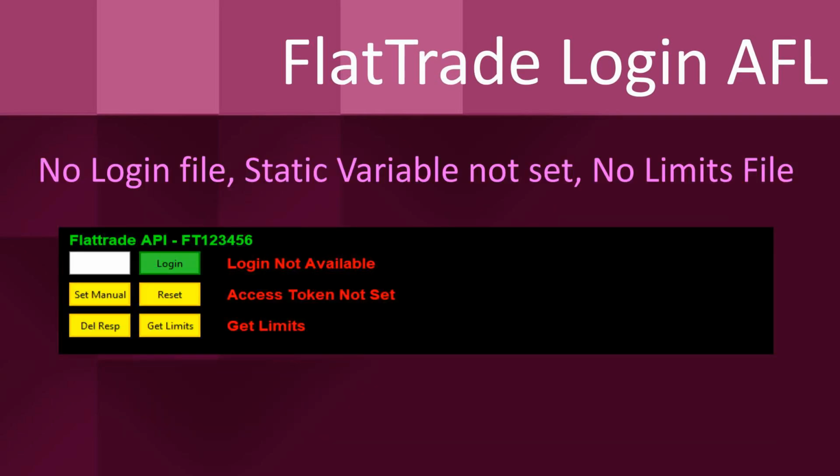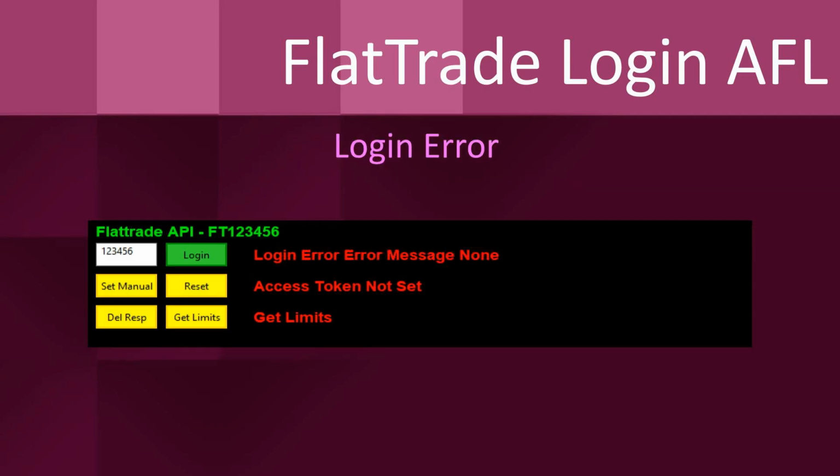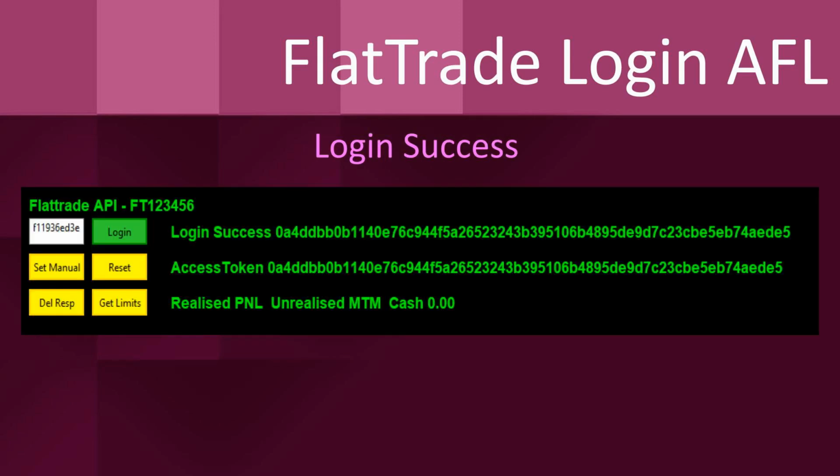If there is no login file, it will display Login Not Available. If there is no static variable, it will show Access Token Not Set. If there is no limit file, it will display Get Limits. If there is an error during login, it will display the error message from the response file. If the login is successful, the access token will be displayed on the first line, followed by the token set in the static variable on the second line, and the cash balance will be shown on the third line.